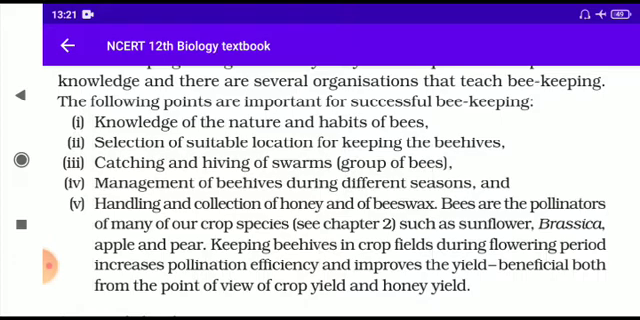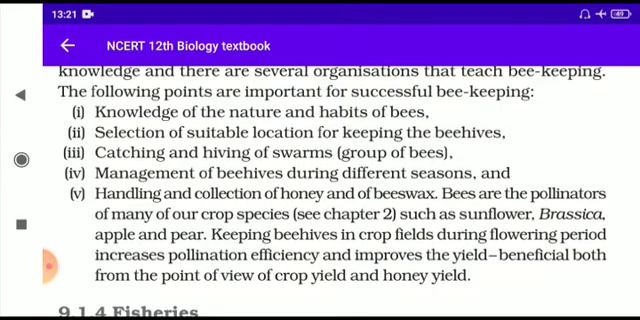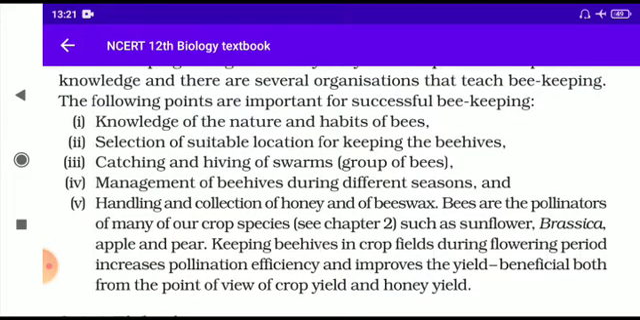The fourth point is management of beehives during different seasons. That means we have different seasons, and seasonwise the climatic or environmental conditions fluctuate. That's why we have to maintain our beehives in different seasons. And the fifth point is handling and collection of honey and bee wax. That means the objects which are used in honey or apiculture processes, we have to maintain very hygienically.